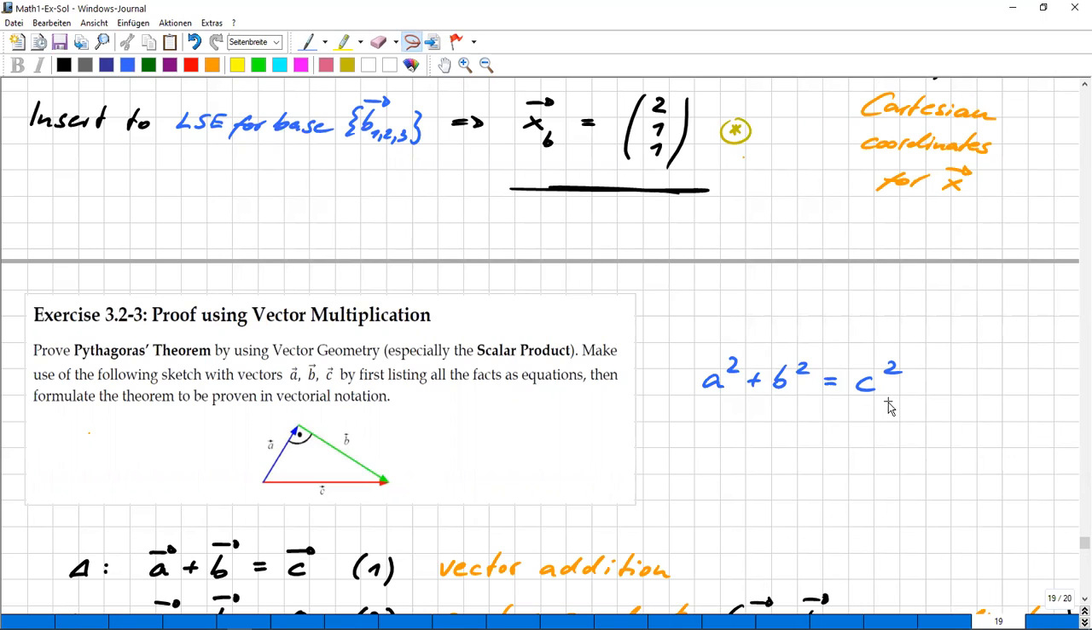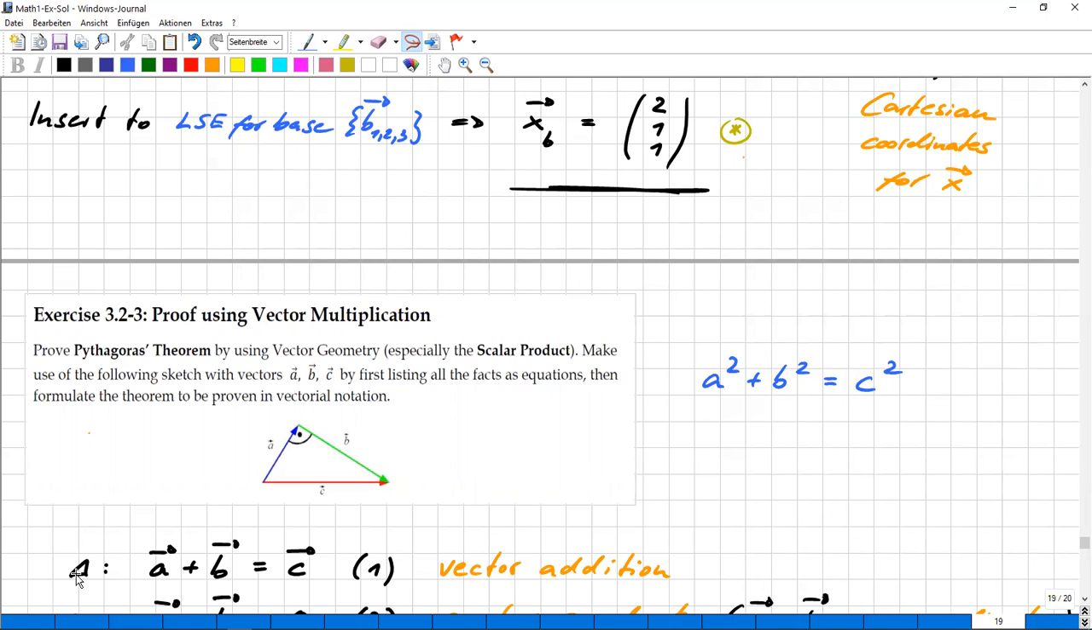And now, how to do this using vectors? You see here that A, B, C have been chosen so that the vectorial sum of A plus B equals vector C. So that's a good hint at what we have to write down. We should first list all the facts as equations and then formulate the theorem in vectorial notation in order to prove it. So my symbolism is as follows.